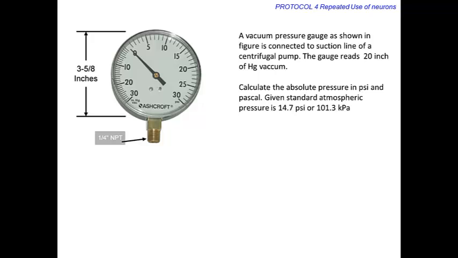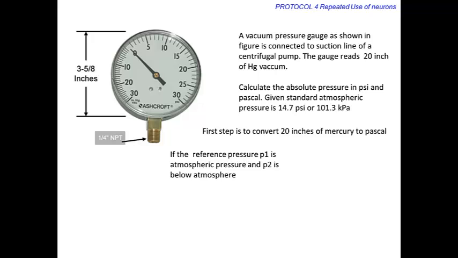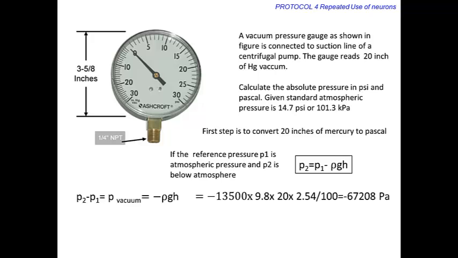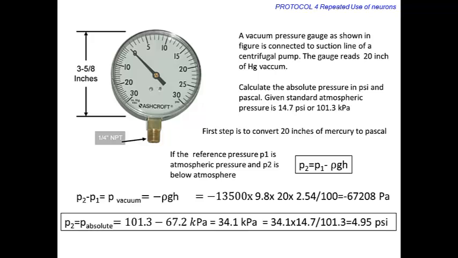A vacuum pressure gauge as shown in figure is connected to the suction line of a centrifugal pump. The gauge reads 20 inches of mercury vacuum. Calculate the absolute pressure. The first step is to convert 20 inches of mercury to Pascal. For this we can use an equation connecting pressure at a location of fluid to its density and pressure head. Since the reference pressure is atmospheric, the vacuum pressure is minus ρgh. Density of mercury is 13,500 kilograms per meter cube. Finally, the absolute pressure is calculated as 34.1 kilopascal or 4.95 psi.